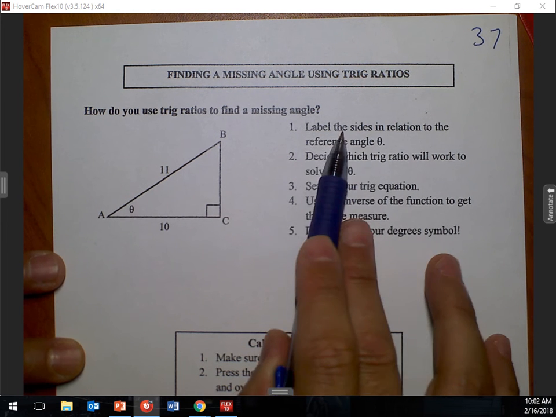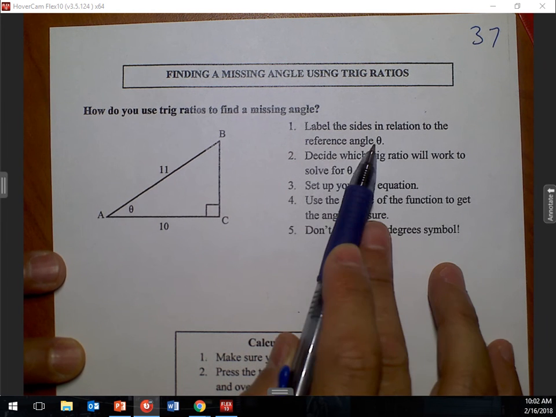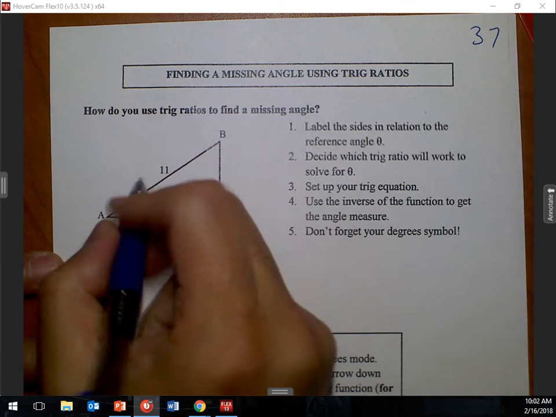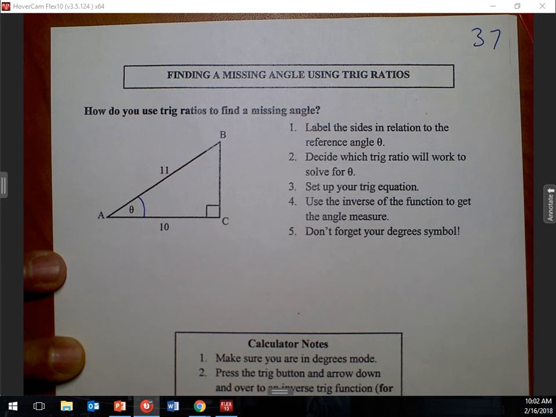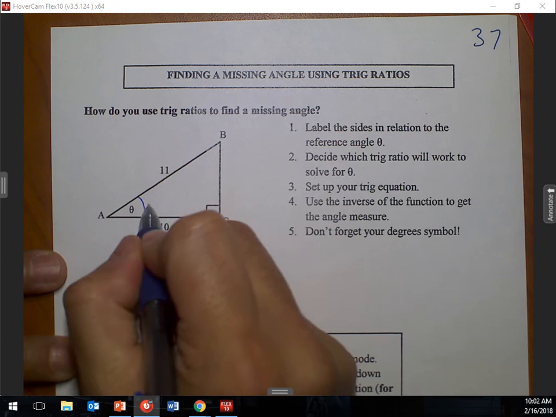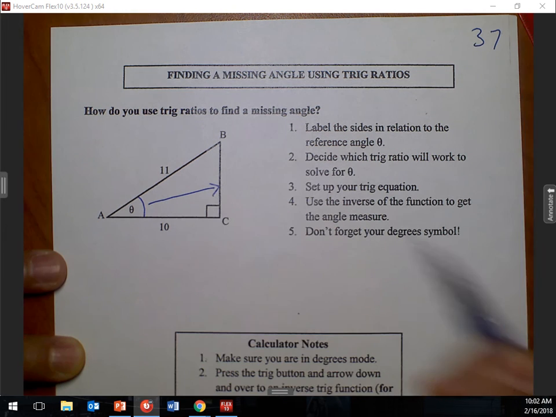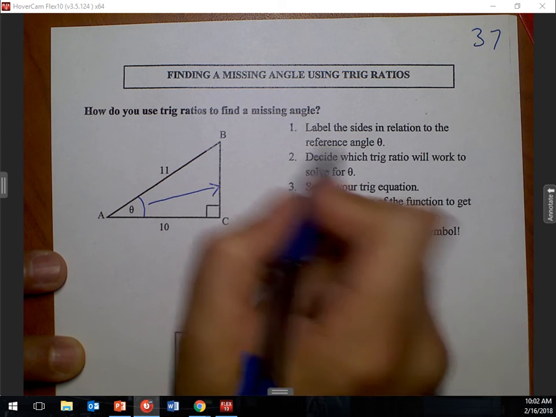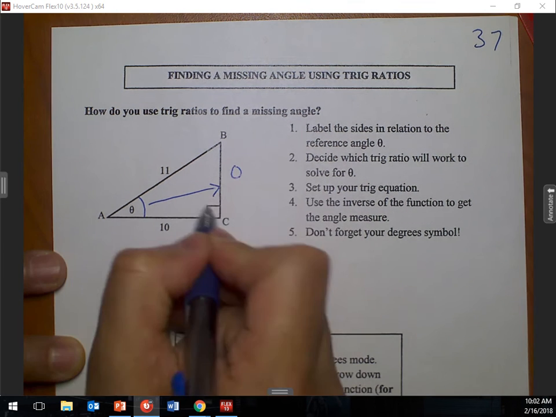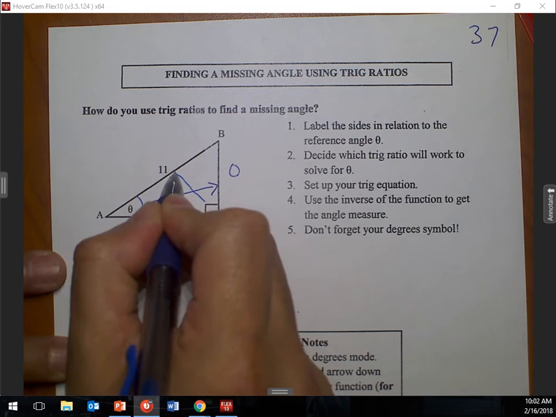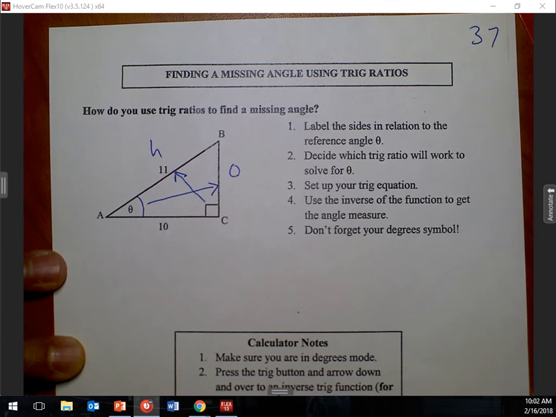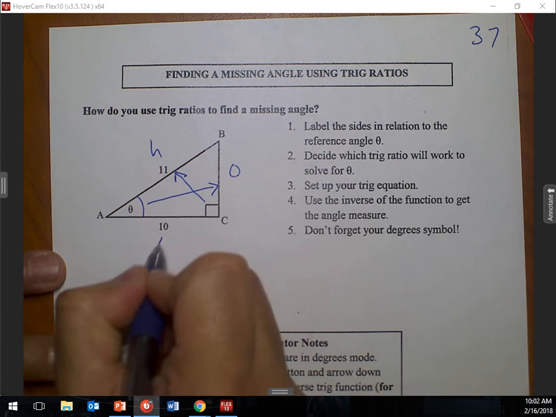Okay, so it says label a side in relation to the reference angle theta. If this is theta right here, okay, same goes by what we've been doing for the last 2 days. So first, this one over here is going to be called my opposite. This one over here is adjacent, and my third side is hypotenuse, very good.